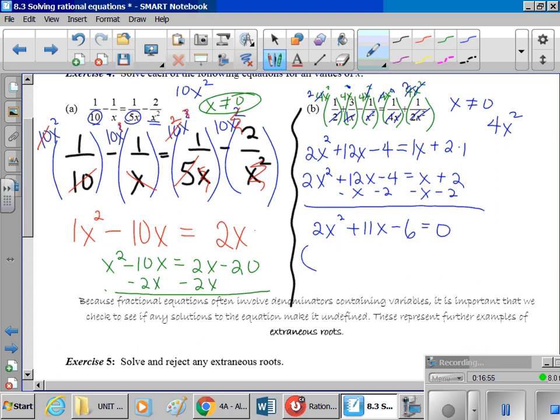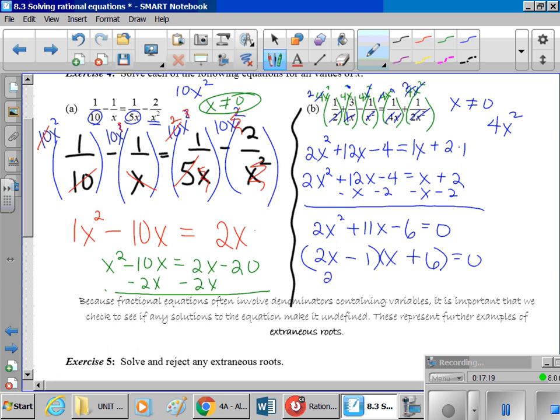All right, so now I factor this. 2x and x. Now I need this to be a 6 and a 1, or a 2 and a 3. And I actually think it's a 1 and a 6. So this turns out to be a plus and a minus, right, because I get 12 minus 1. Okay, all right, the brain's working again.